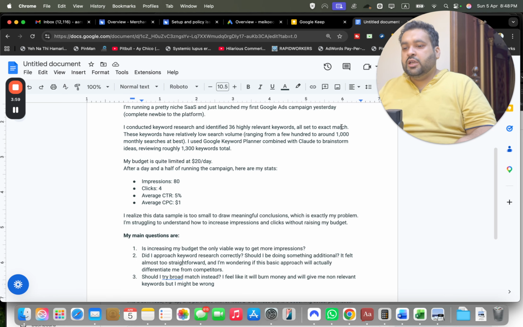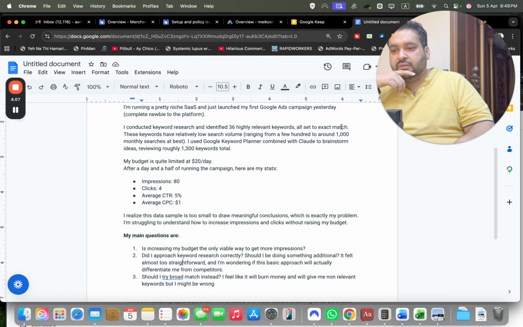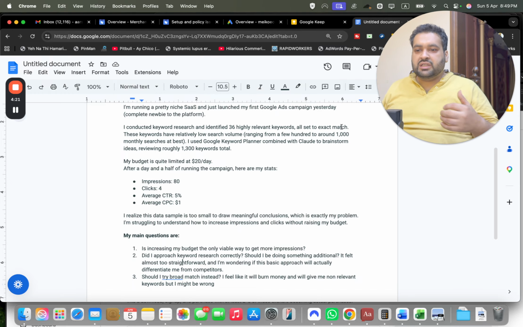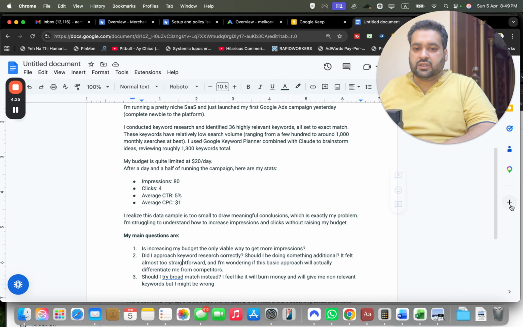Should I try broad match instead? I feel like it will burn money. Yeah, even with smart settings, no. I think that we can go with phrase match for now and get more traffic and see what we are going to get. So it's too early to go with broad match, but rather go with phrase match to get some traffic, increase your budget, see around some analytics, and then we can discuss. So I hope this answers your questions and query.